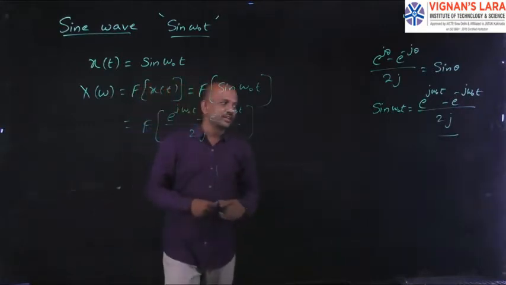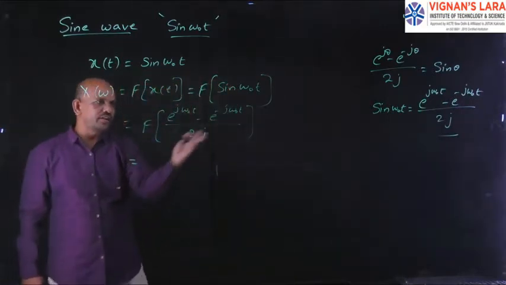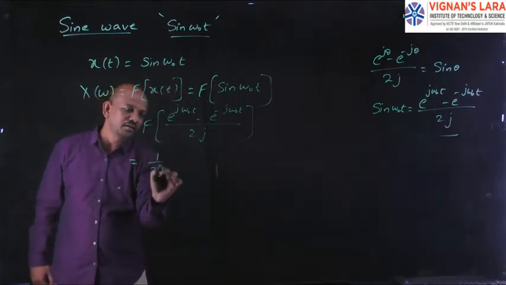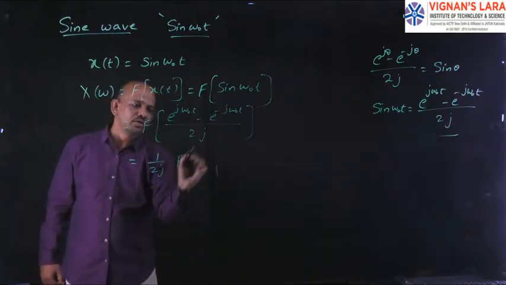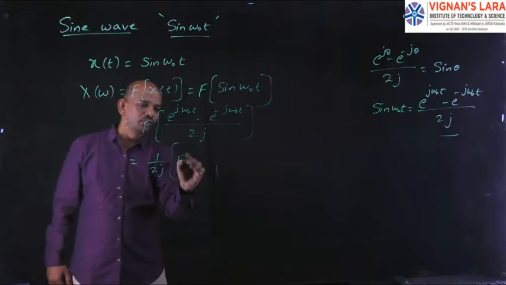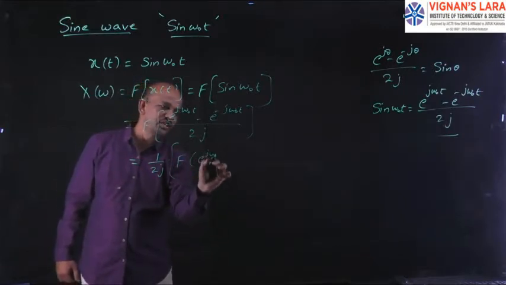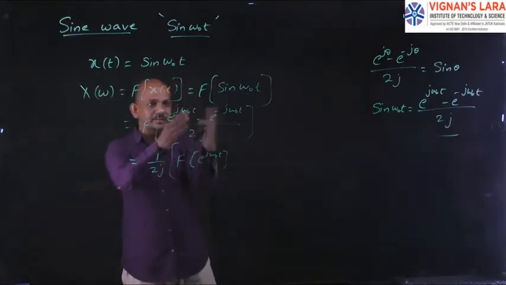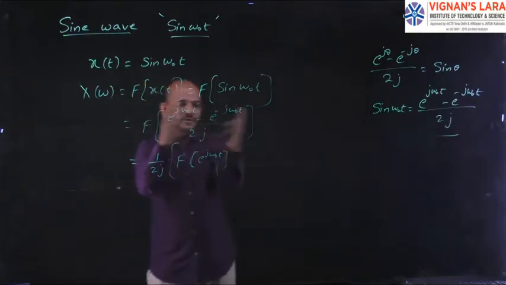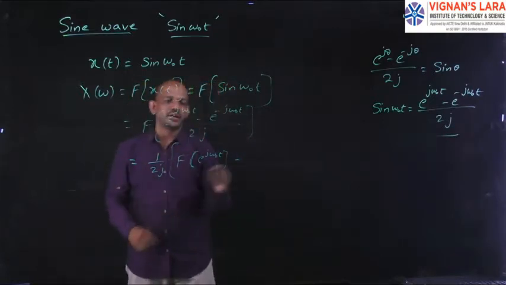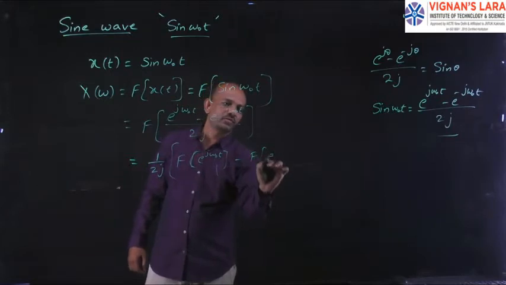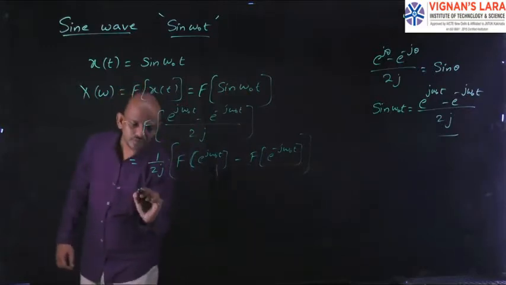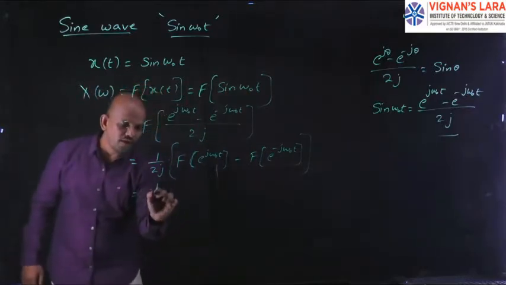So I can take the 2j outside. Writing this directly: 1 by 2j into the Fourier transform of e power j omega naught t, and I am separating the second term also, that is minus the Fourier transform of e power minus j omega naught t. That will be equal to 1 by 2j.